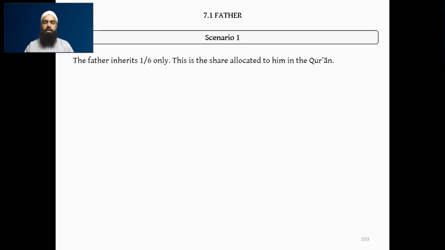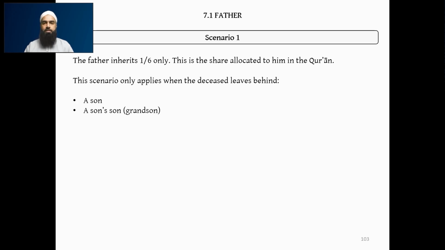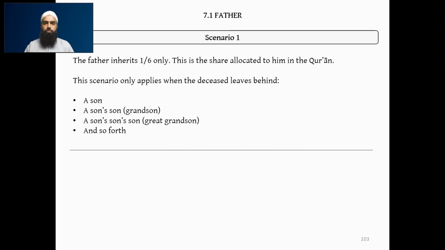This was the share allocated to him in the Quran, and the scenario applies when the deceased leaves behind a son, or a son's son, the grandson going down, son's son, great grandson going down, basically, and so forth, so on. Let's carry on going down. So let's do a scenario to understand this. I will ask you to do it as well, then inshallah you can have practice. So the father here we have and a son. So what happens in this scenario?